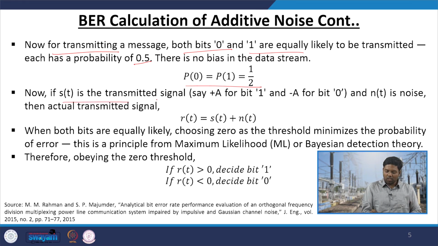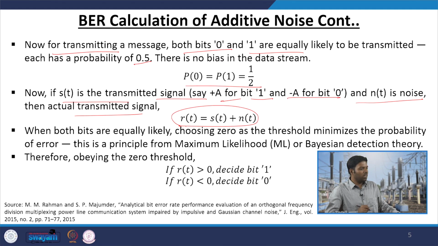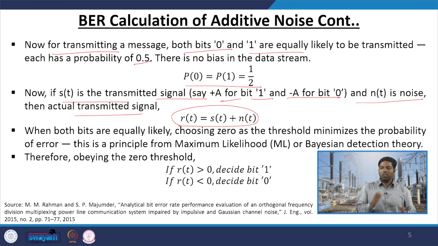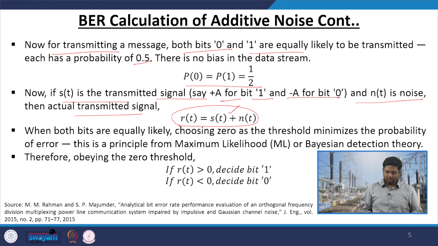Now, if ST is the transmitted signal, that is the actual transmitted signal, say plus A for bit 1 and minus A for bit 0, and NT is the noise, then the received signal is given by RT equals ST plus NT, that we have seen whenever it is an additive noise. So, that noise will be directly added to your signal. So, that means it is like a binary addition, and we know 1 plus 1 equals 0, with a carry of 1. So, some extra changes in the bits of your sent binary data are happening.